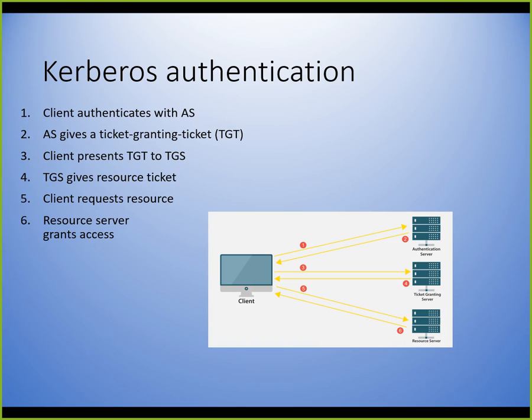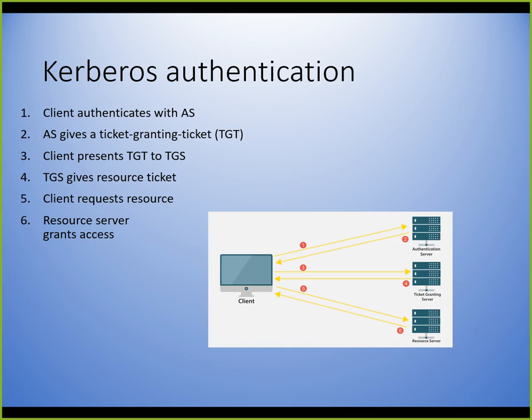So the first thing that happens is the client authenticates with the authentication server. You know, that would be what we normally do. The authentication server sends a ticket granting ticket back to it, and the client presents the ticket granting ticket to the ticket granting server. And then the ticket granting server grants a ticket for these things. The client requests a resource, and then they present the ticket. The ticket that you get has all of your authorizations in it.